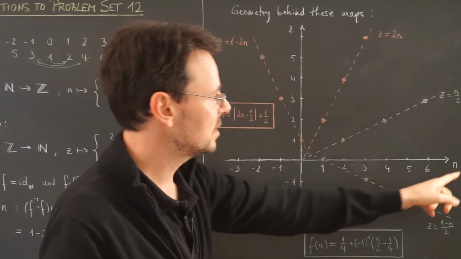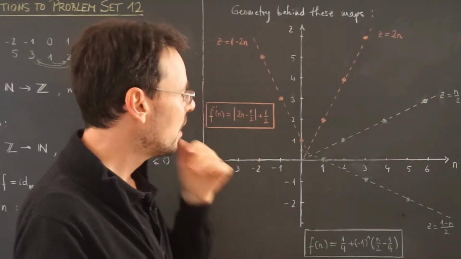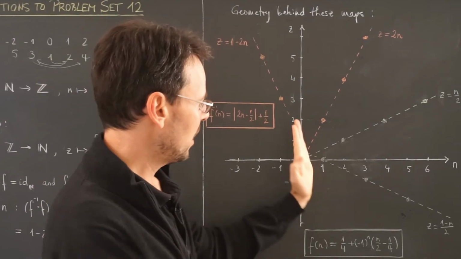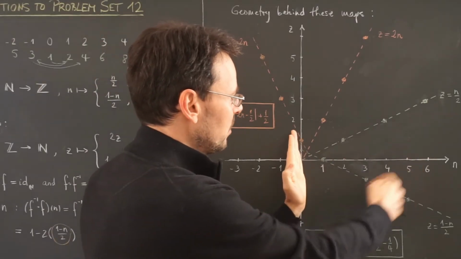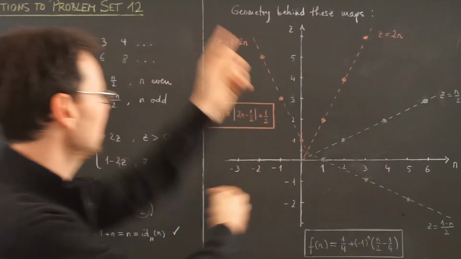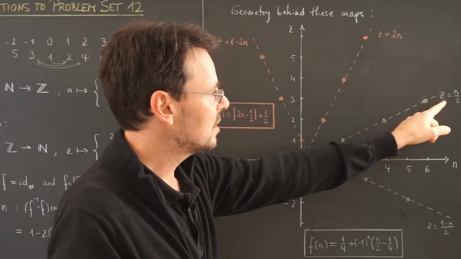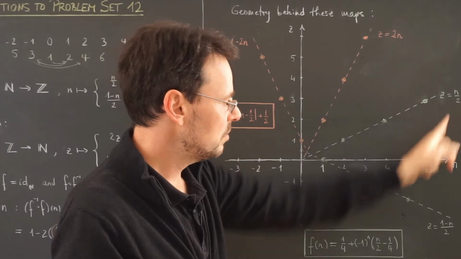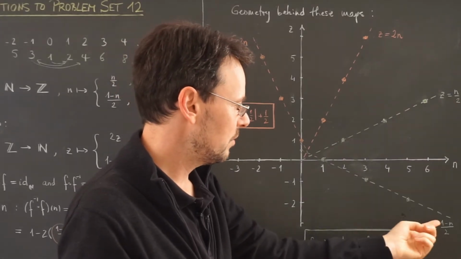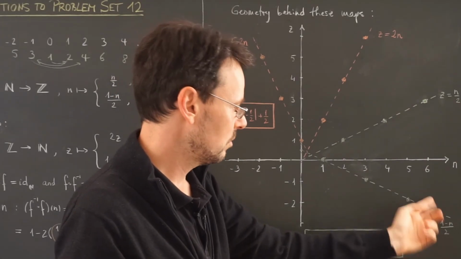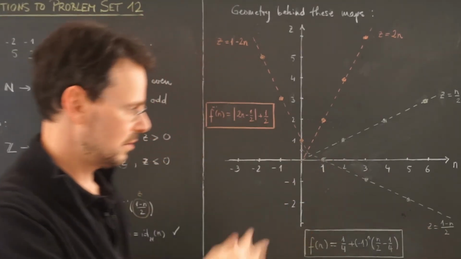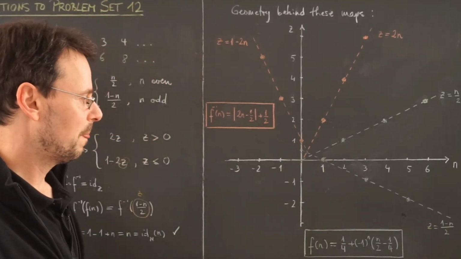This here is, I call this axis n, and this here z for the integers. And now here I have a map from the natural numbers to the integers. This is exactly this map here. Now this branch here has the equation z equals n over 2, and this here is z equals 1 minus n over 2. Y-intercept 1/2 and slope minus 1/2.